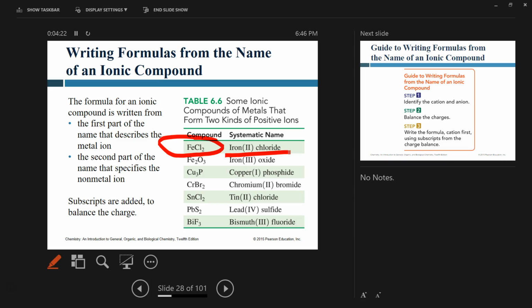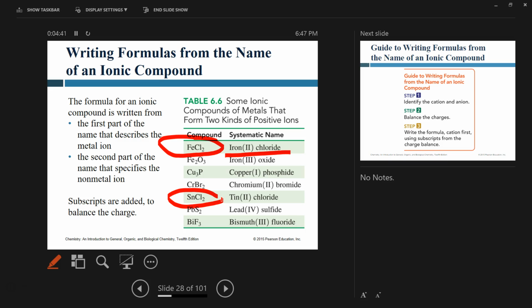Does that make sense? Iron(II) chloride. Chloride always has a valency of 1, so we've got 2 chlorides for the iron with a valency of 2. Okay, does that make sense? And you play from there.